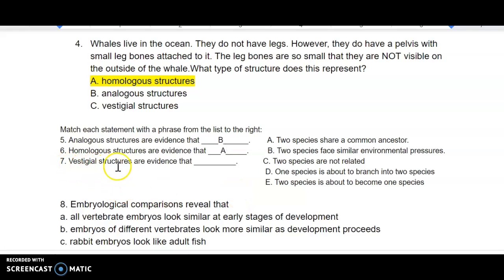Number 7, vestigial structures may be evidence that one species is about to branch into two different species. They no longer need that structure, so they're fixing to change into a species that no longer has that structure. That's one line of thinking there.